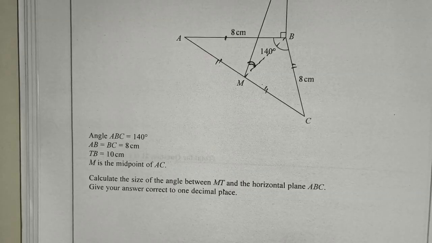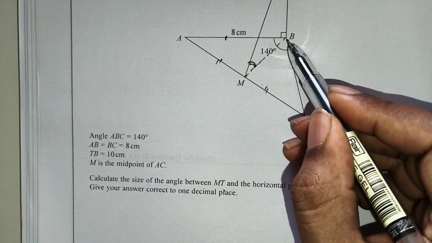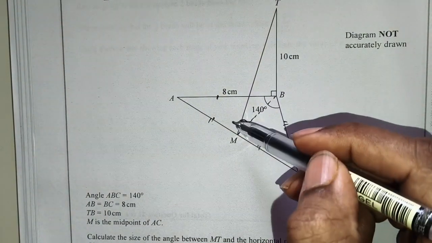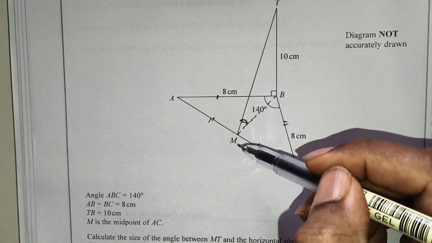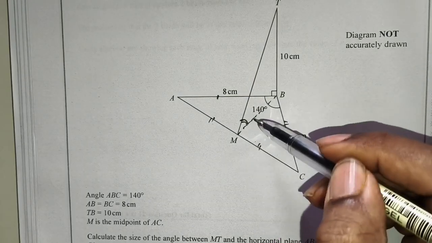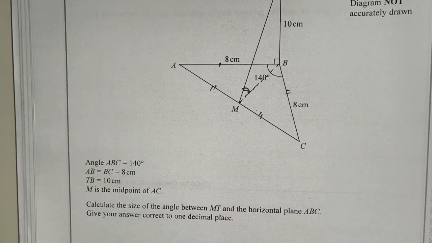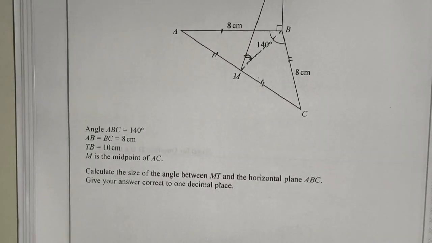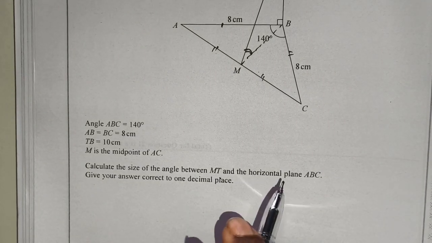So when someone says horizontal plane, it is always with respect to the point which is centrally connected. Correct? So when they are saying TM with plane ABC, it should be TM with respect to B. This is the angle which you need to find out. Correct? Let's check our fundamentals. Cool. Give your answer to one decimal place.